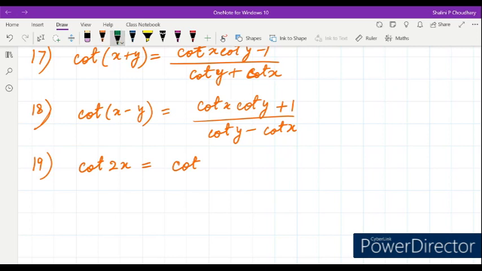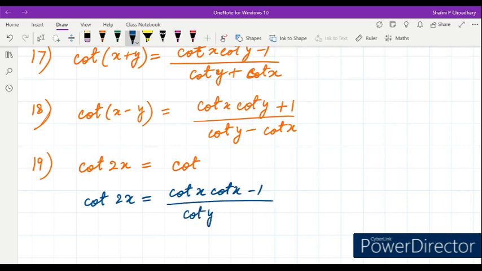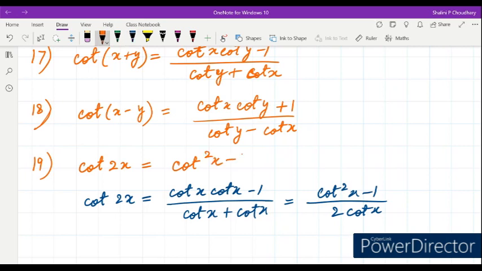See, first of all we'll derive this. Okay, cot 2x. Cot 2x will be equal to cot x plus x. So cot x cot x minus 1 divided by cot x plus cot x. So what we are getting? We'll get cot square x minus 1 divided by 2 cot x. Okay, so we'll write here cot square x minus 1 divided by 2 cot x. This is the formula. Okay, that's all for today.